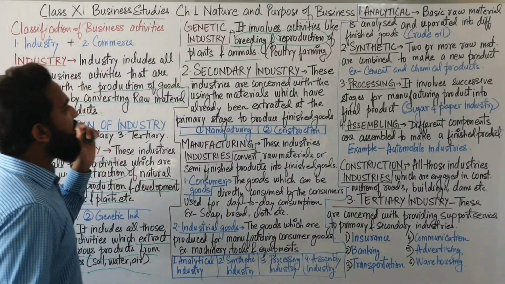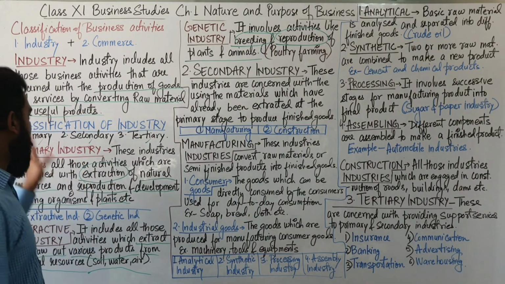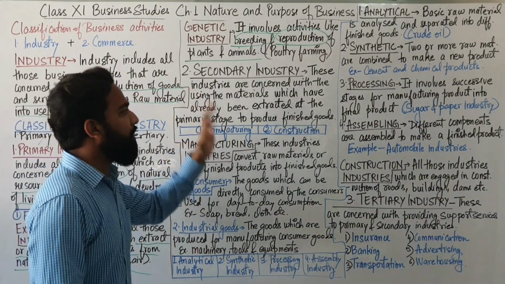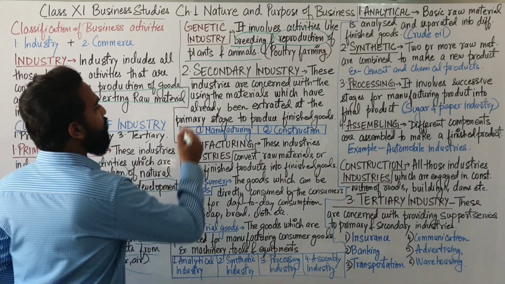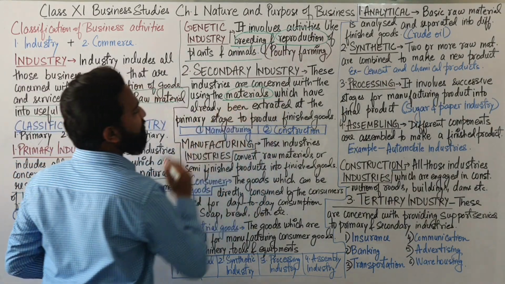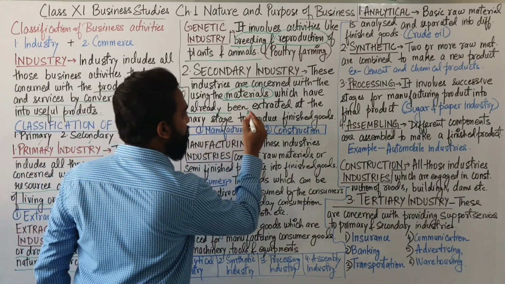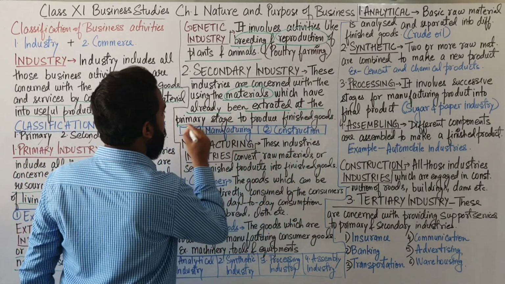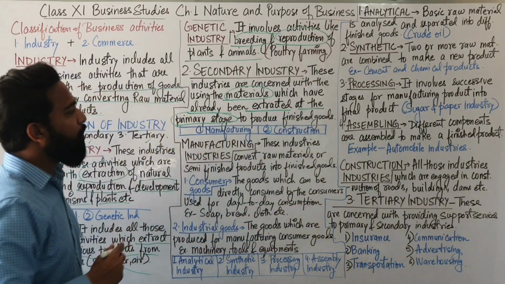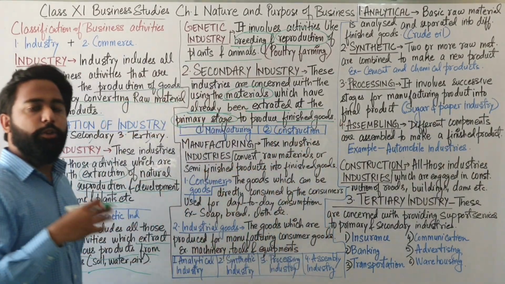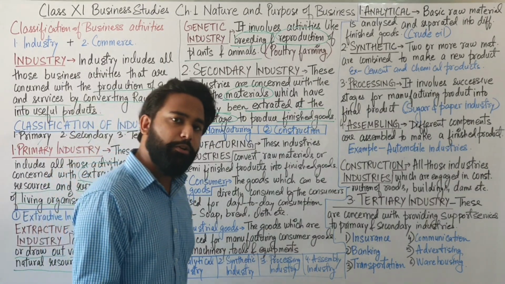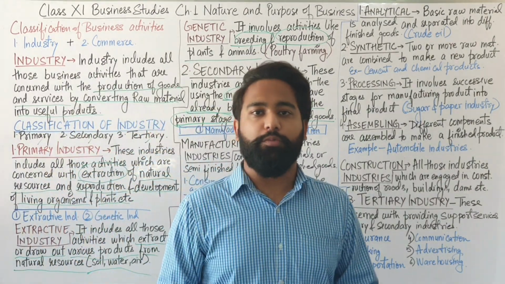Next is secondary industry. After primary industry, secondary industry. These industries are concerned with using materials which have already been extracted at the primary stage to produce the finished goods. Now what are finished goods? Those goods which are ready to use by the consumers.